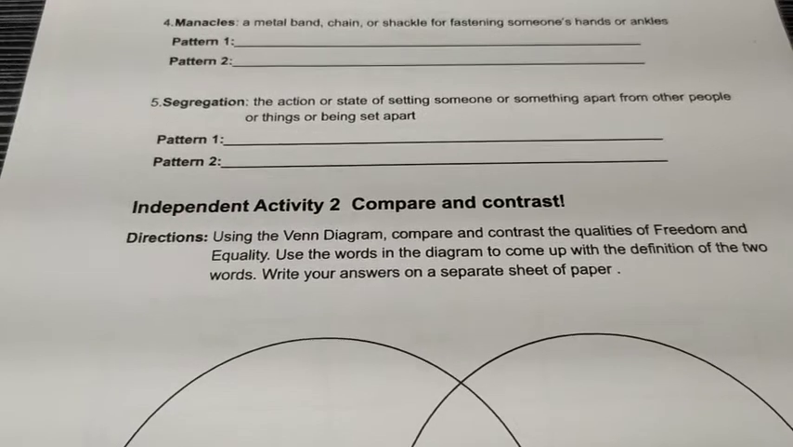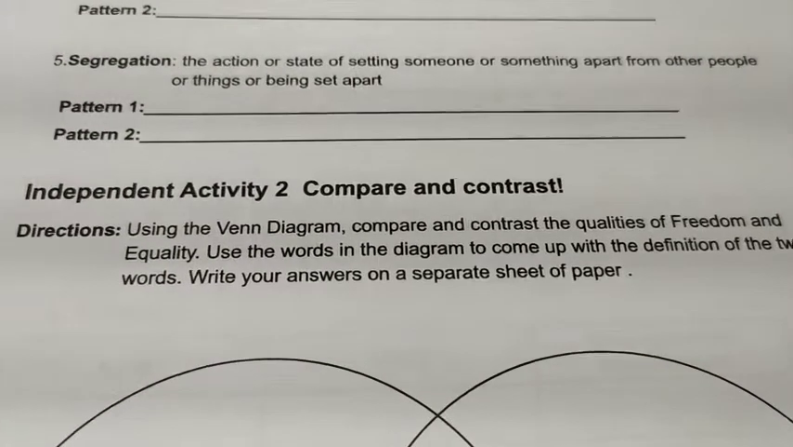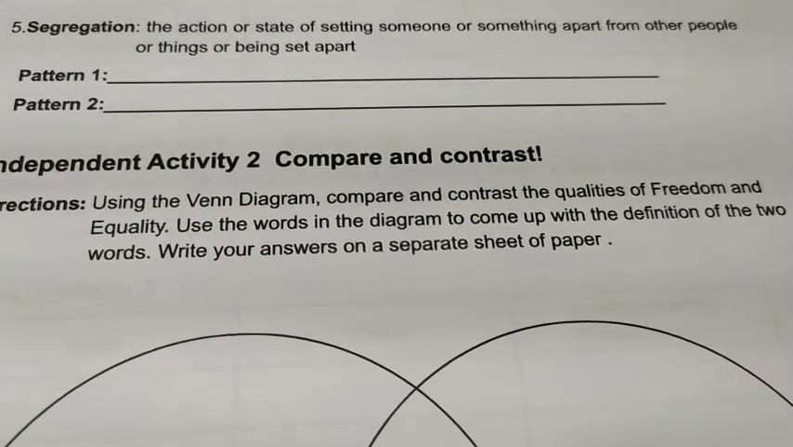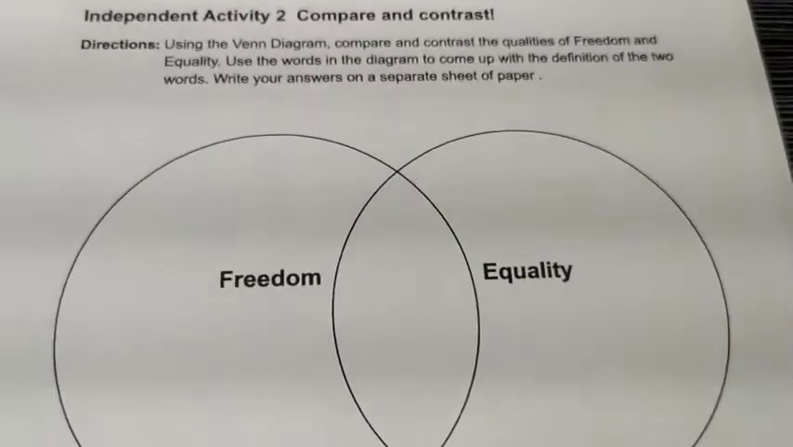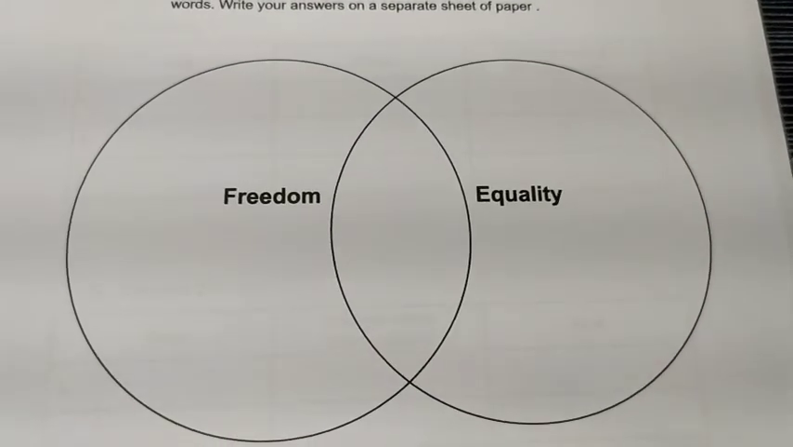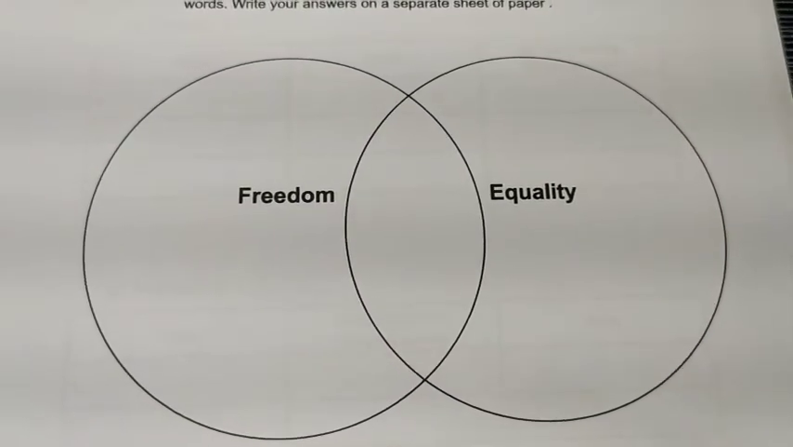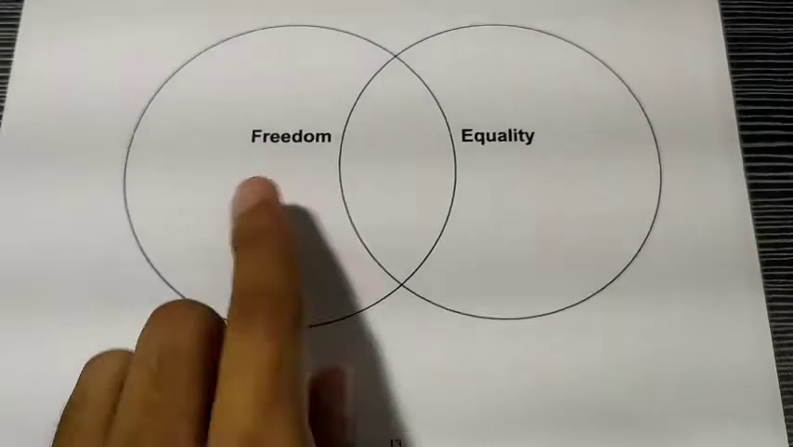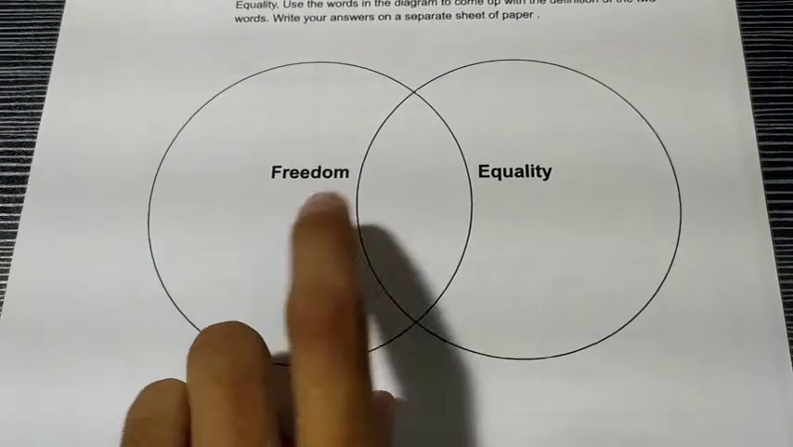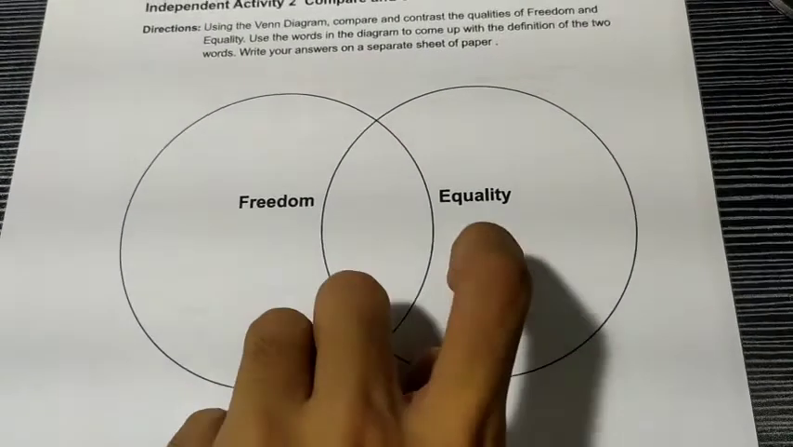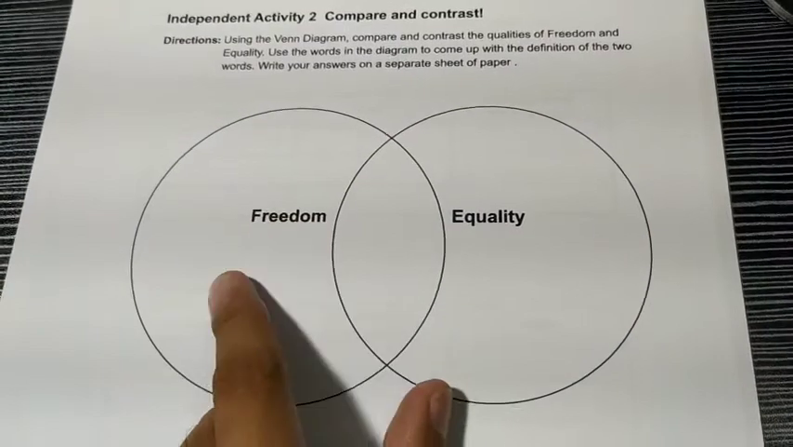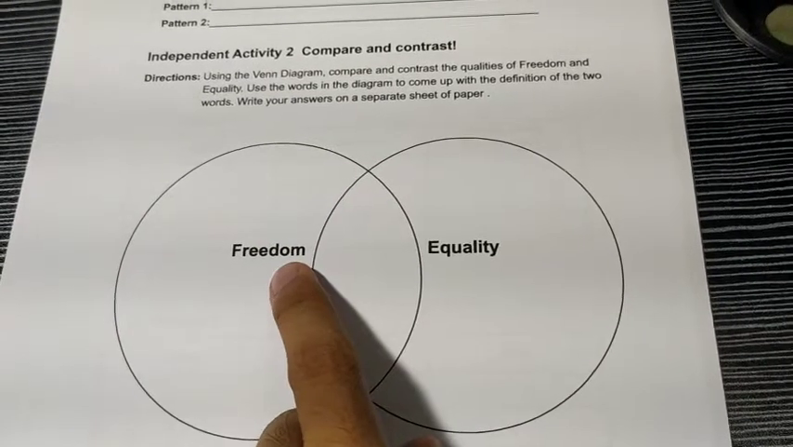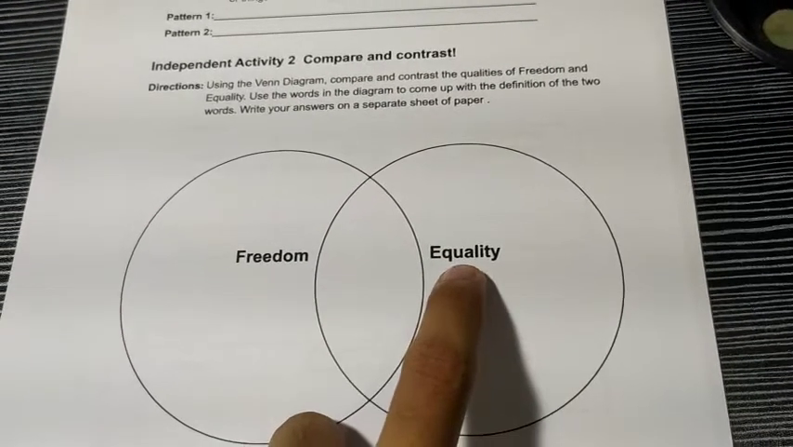Using the Venn diagram, compare and contrast the qualities of freedom and equality. Use the words in the diagram to come up with the definitions of 2 words. Write your answer on a separate sheet of paper. So you can find it also and connect it from what you have read and what's new, which is a part of this module. So here, what freedom has that equality doesn't have. Here, what equality has that freedom doesn't have. And here in the middle, you will write what freedom has, which equality has also.